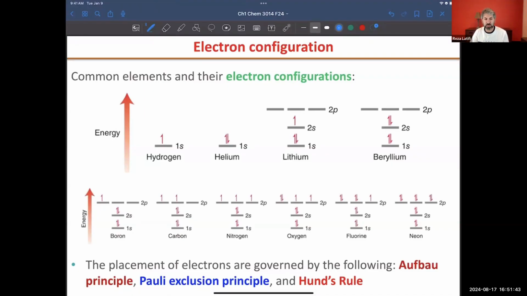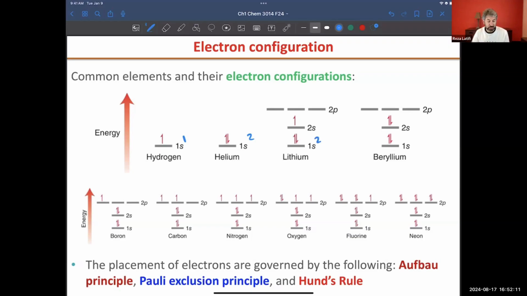Hydrogen has 1 electron in the s orbital. Helium has 2 electrons, so you put 2 electrons inside the 1s orbital. So for hydrogen it will be 1s1, and helium is going to be 1s2. Now, if you move to lithium, you have 3 electrons. So what do we do with them? 2 of them we put inside the 1s orbital, so we go 1s2.